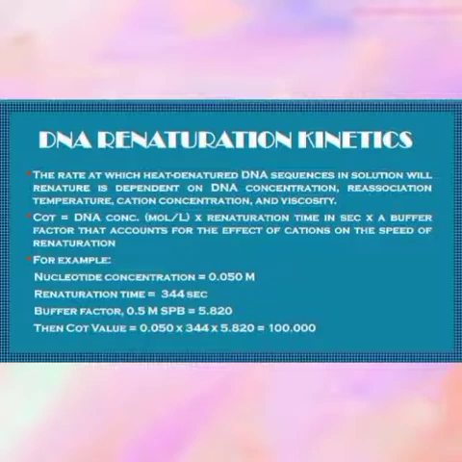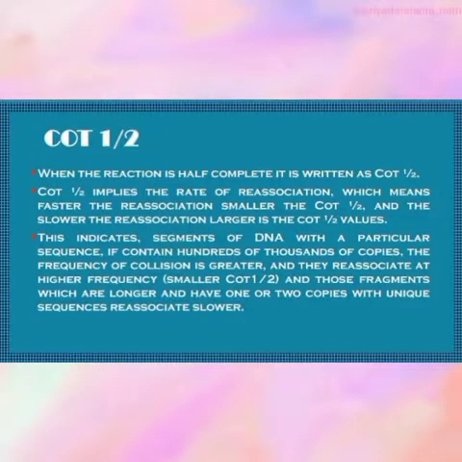And one thing we must remember is that the rate at which a particular sequence will reassociate is proportional to the number of times it is found in the genome. Next, COT half. When the reaction is half complete, it is written as COT half. So COT half implies the rate of reassociation, which means the faster the reassociation, the smaller the COT half. And the slower the reassociation, obviously the larger the COT half value.